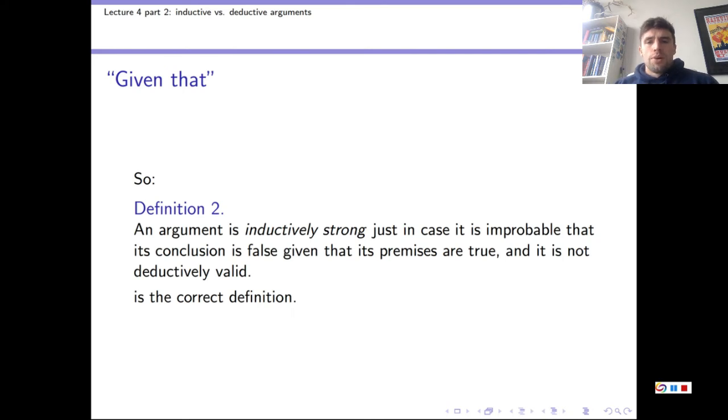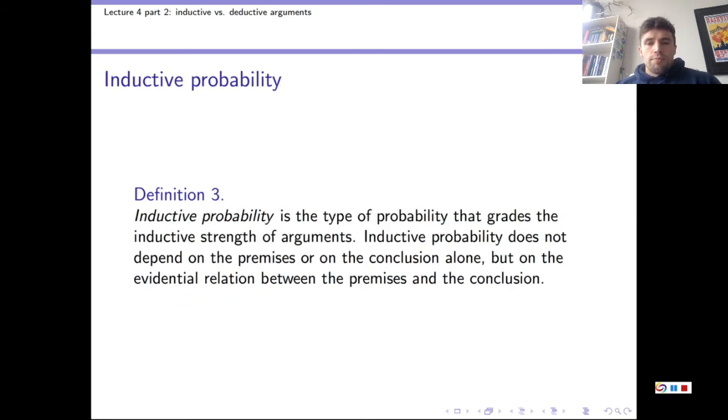So we've seen that by impossibility we mean logical, not physical impossibility. And we've seen that we really do mean "given that" in the definition of an inductively strong argument and not the word "and." Now our discussion of the last thing illustrates an important definition or principle. Inductive probability is the type of probability that grades the inductive strength of arguments. And inductive probability does not depend on the premises or on the conclusion alone, but on the evidential relation between the premises and the conclusion of an argument.